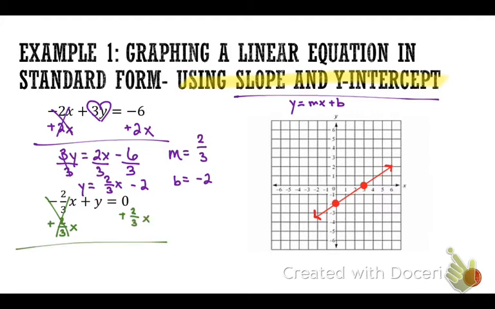What do you guys notice is different about this problem? What do y'all notice? What do you notice about your b value? It's 0. So y equals 2/3 x. You don't have to write 0. I mean, you can. You can write plus 0 if you want. But it's just 2/3 x.